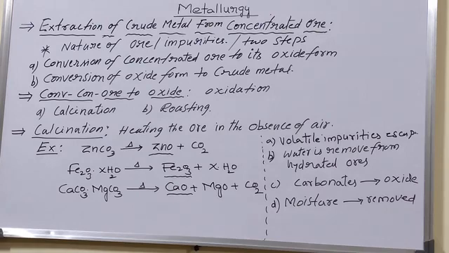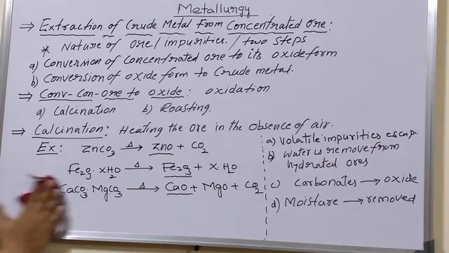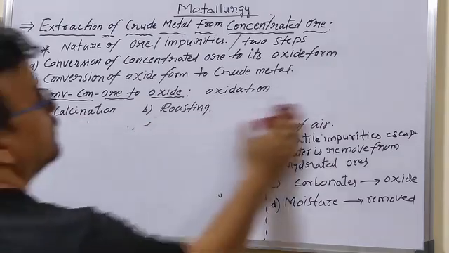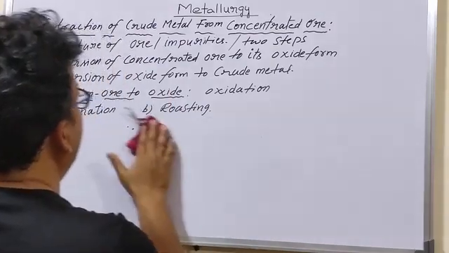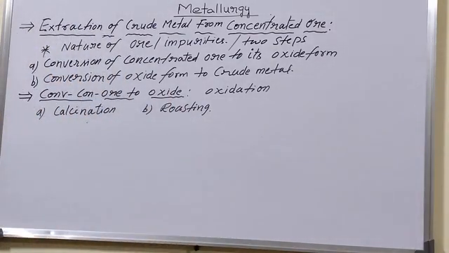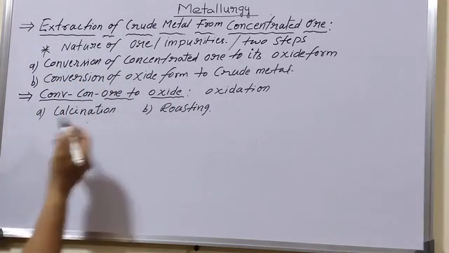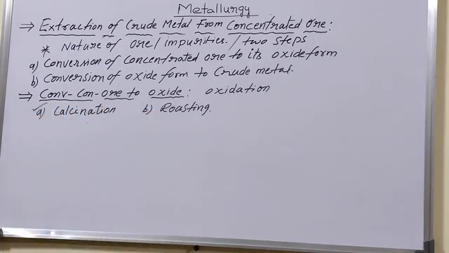The next one we have is roasting. Let me go on to roasting. Look here, we completed calcination. Calcination is nothing but heating the ore in the absence of air, with removal of impurities, and the concentrated ore is converted into oxide form. Next, roasting.